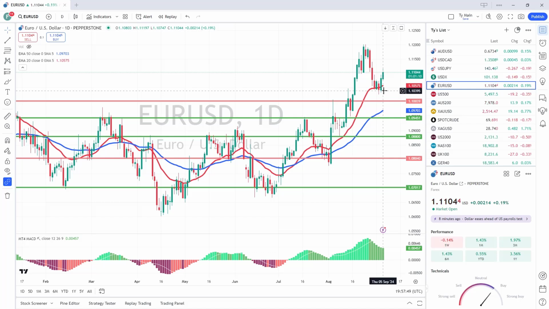The euro does get impacted by non-farms again, so just be really mindful of that when you're looking at your trading opportunities with that impending result.